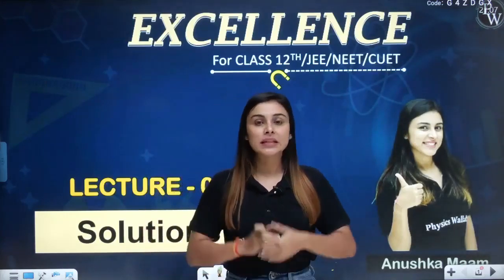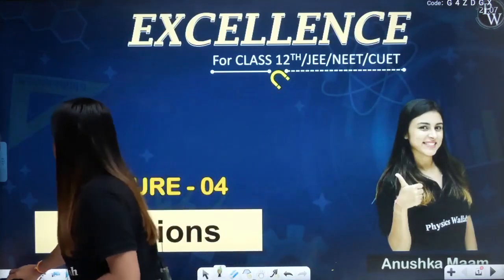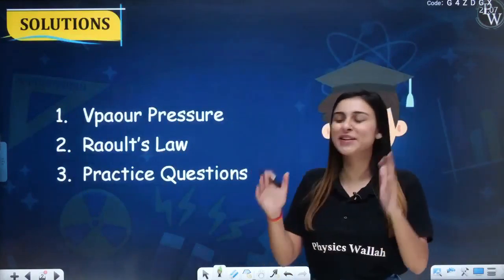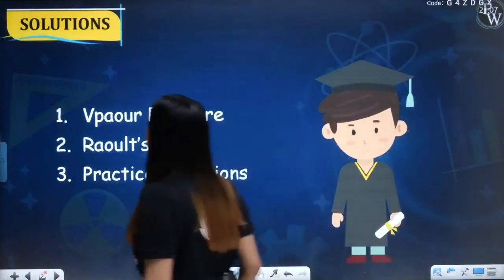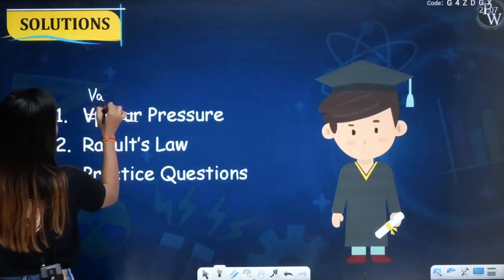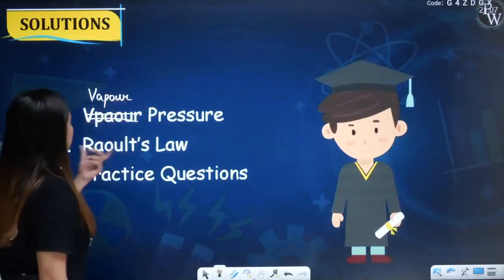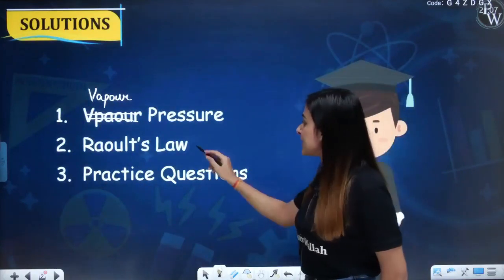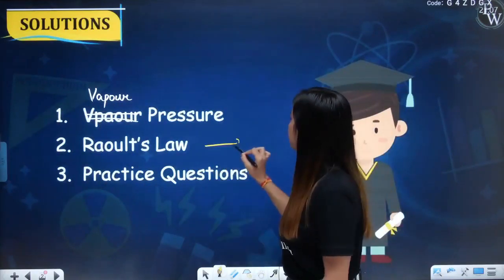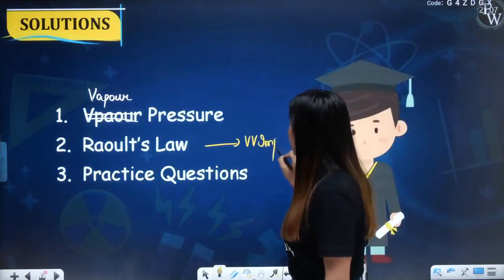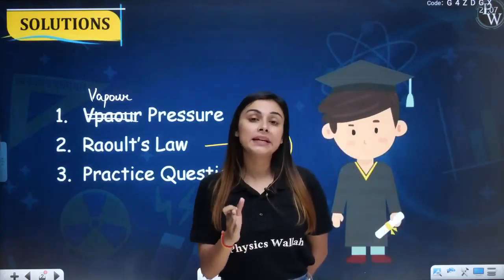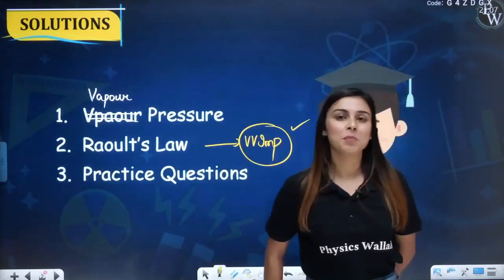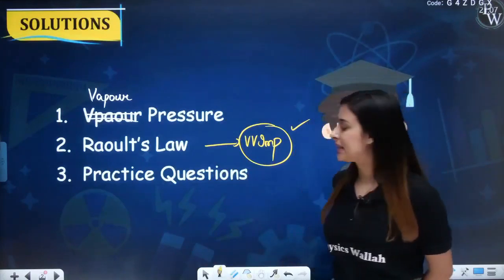So now, my dear students, in today's class, what are we going to discuss? Let's see. The spelling of vapor is absolutely wrong here, so let me just correct it. We are going to discuss vapor pressure, V-A-P-O-U-R. Okay. Then we are going to talk about Raoult's law, and then we are going to solve a lot of questions. My dear students, let me tell you, this Raoult's law is very, very important. So mind it, most of the questions from this chapter are asked from this particular part. So let's start the session.